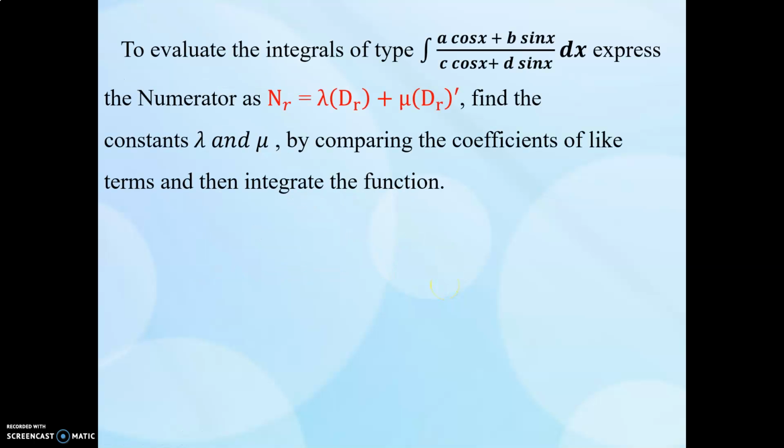Now to evaluate the integral of the type (a cos x + b sin x) upon (c cos x + d sin x): all the terms are the same, only the constants are different. If it is this type, then we have to replace the numerator with lambda into the denominator plus mu into the first derivative of the denominator. This lambda and mu can be replaced with capital A and B also. Then compare the coefficients. So this is the question related to that.